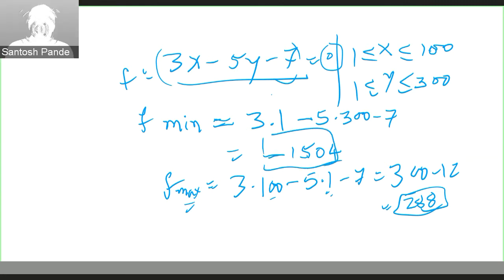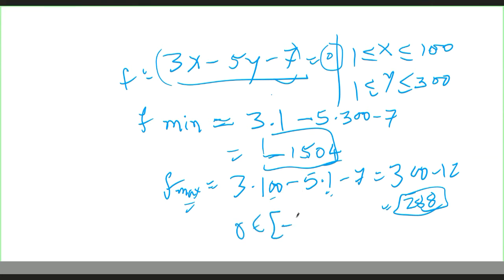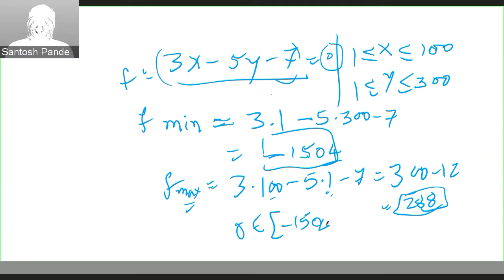So now you can see that 0 lies between the closed interval minus 1504 and 288, one negative value, one positive value. And so, as per the Banach inequality, there is a solution in the real space to this particular function in the bounded sense of its domain. And therefore, there is maybe a dependence, because it only proclaims that this is a real solution.